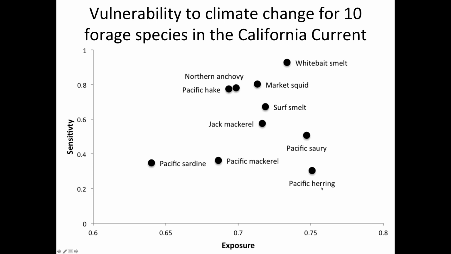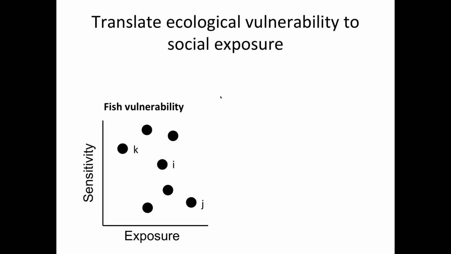For instance, herring are more exposed to changes in sea surface temperature and chlorophyll, but expected to be less sensitive because of the broad range of conditions they experience today. In contrast, species up here like anchovy are expected to be less exposed to changes in sea surface temperature and chlorophyll within their range in the California Current, but they're experiencing a narrow range as it is today, and so they end up with a similar vulnerability score for a different reason. So that is our estimate of ecological vulnerability to climate change for the coastal pelagic species.